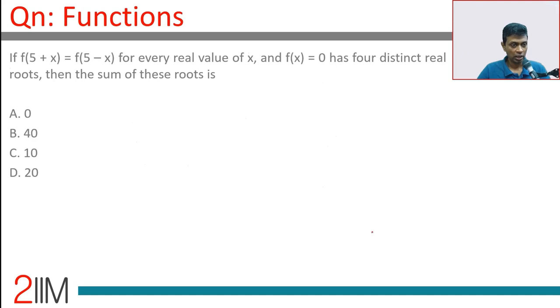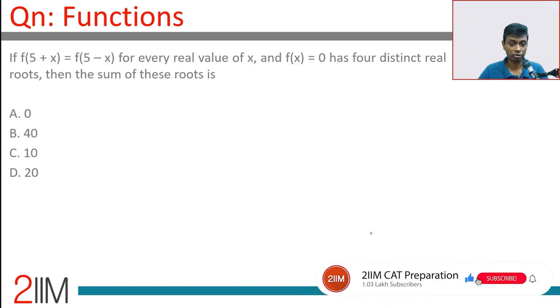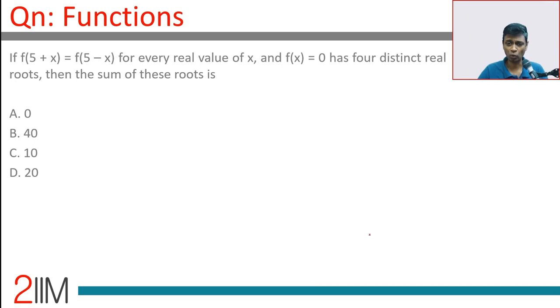f of 5 plus x equals f of 5 minus x for every real value of x. f of x equal to 0 has 4 distinct real roots. Then the sum of these roots is a wonderful question. So I tried some algebraic methods of solving it and then went nowhere with it. f of 5 plus x equals f of 5 minus x. So, think about this. You draw the graph.